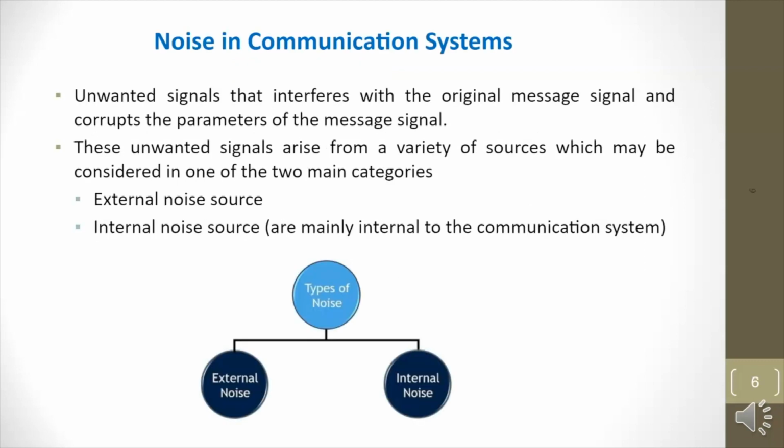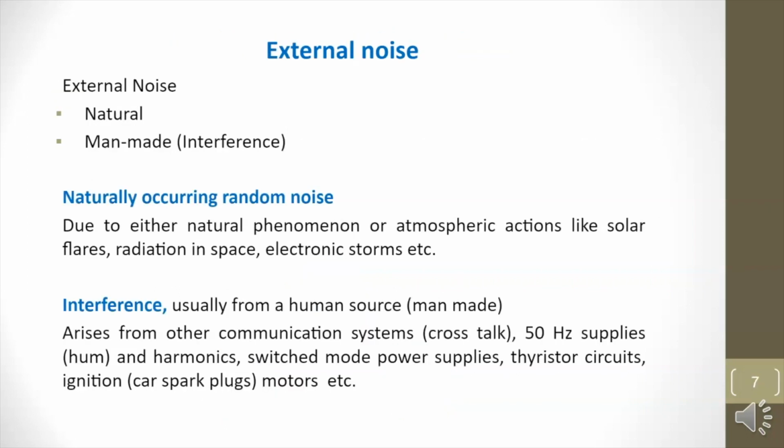So as you all know, noise is an unwanted signal that interferes with the original message signal and corrupts the parameters of the message signal. These unwanted signals arise from a variety of sources which may be considered in one of two main categories: external noise sources, which appear external to the system, and internal noise sources, which are mainly internal to the communication system. So the types of noise are of two kinds: external noise and internal noise. The external noise is again classified into two types: natural and man-made noise.